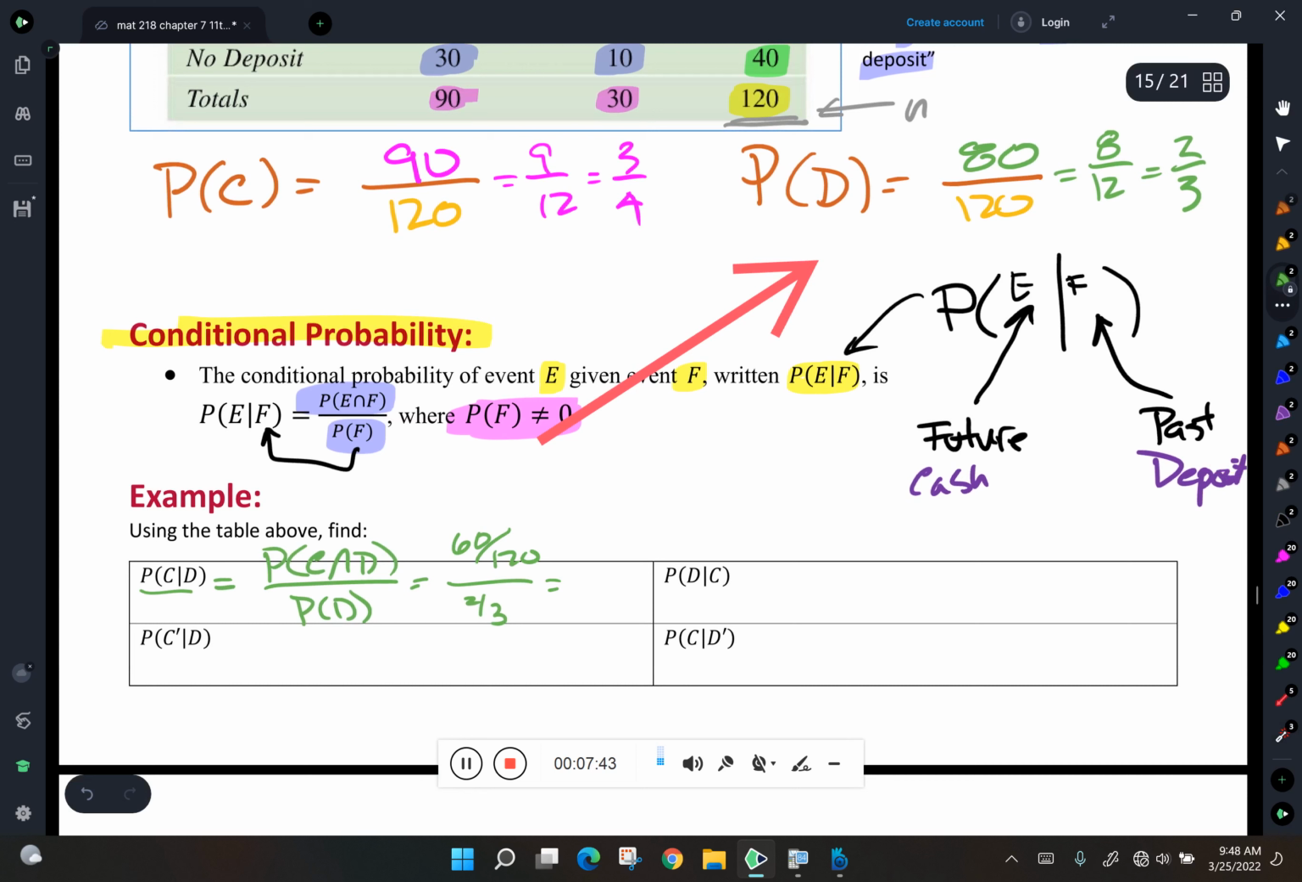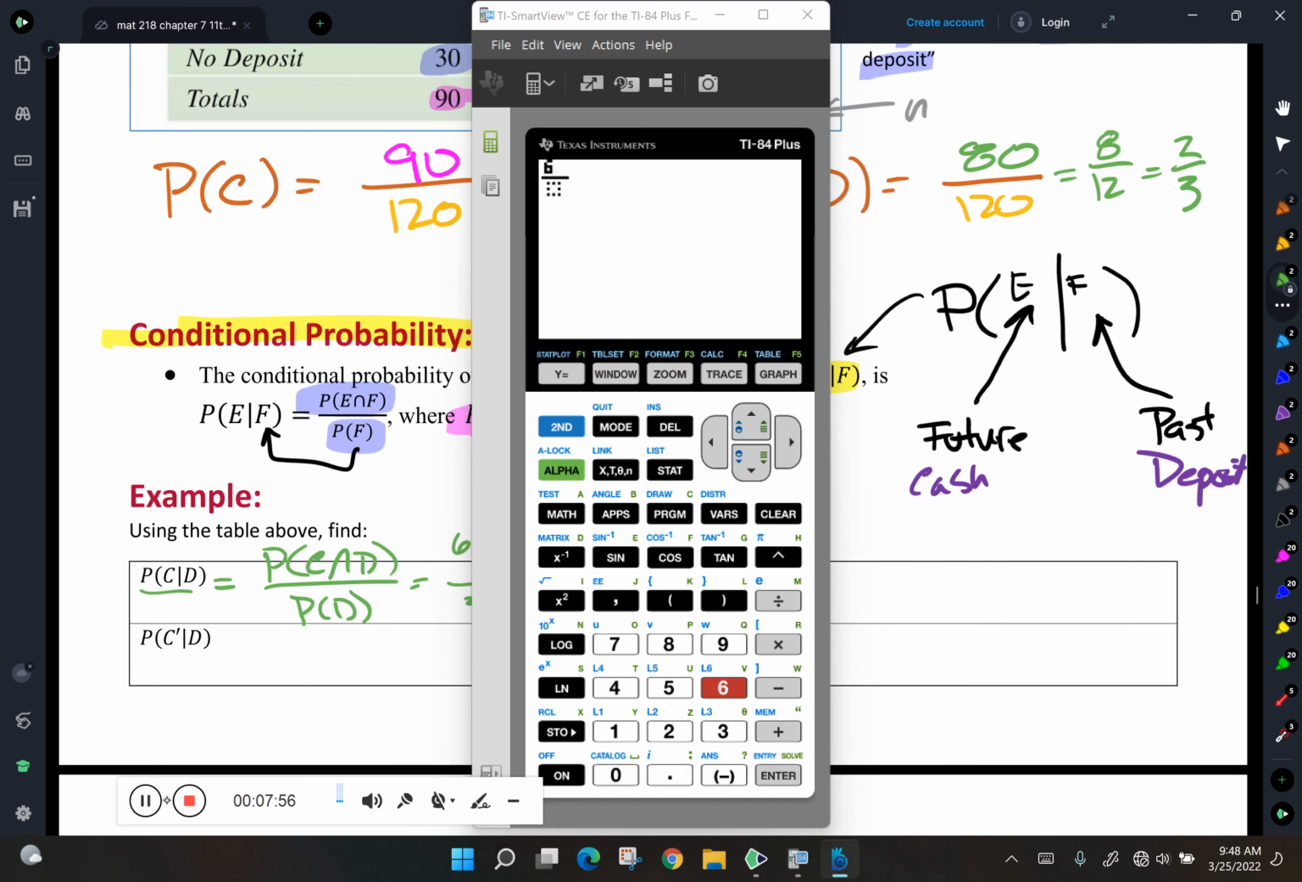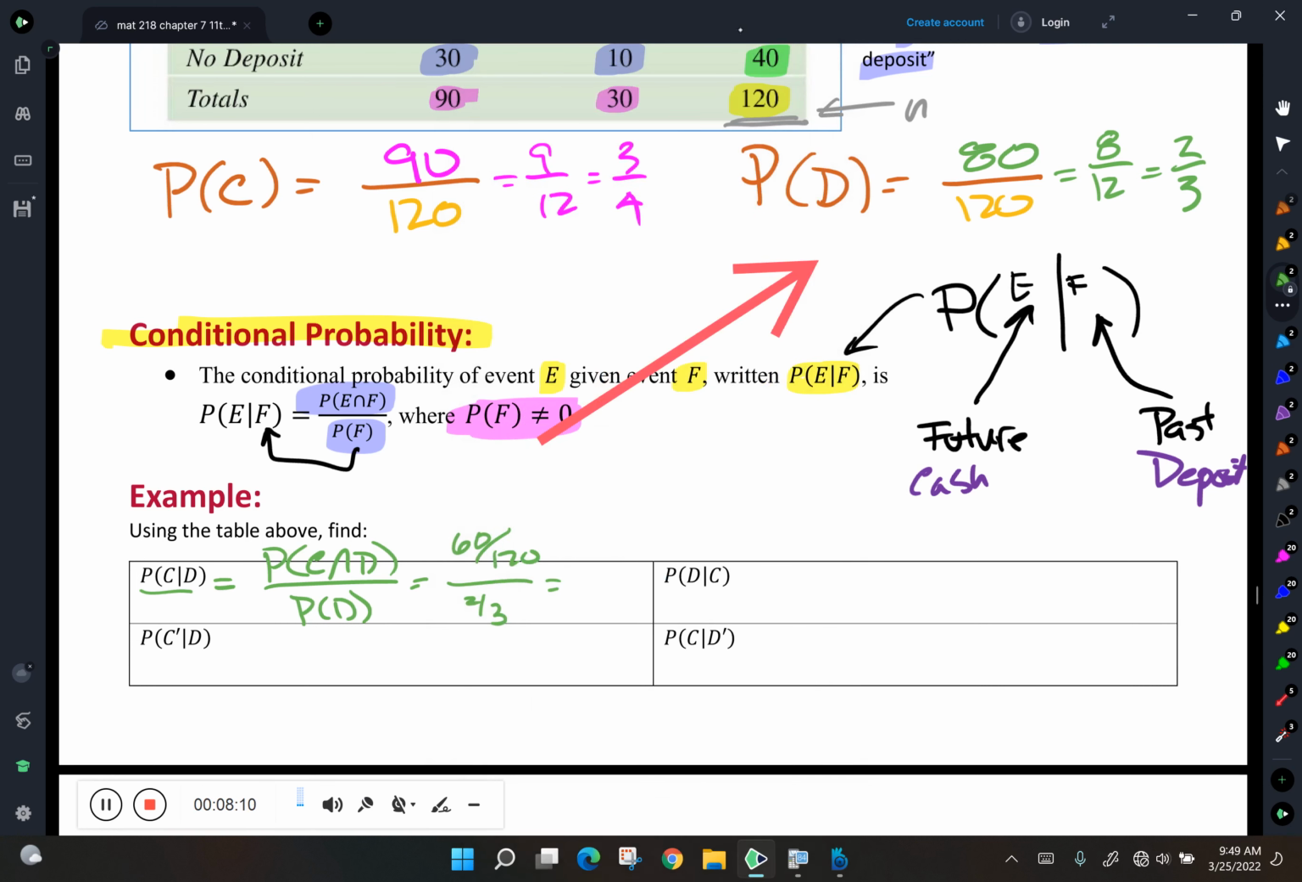I clearly did not give myself enough space here, but I need to simplify that, so I'm going to grab my calculator, and I'm going to say, oh, mighty gods of the TI. 60 divided by 120 over 2 divided by 3, 0.75, or if I want it as a fraction, I get 3/4. And so I say that this is equal to 3/4. So the probability that an individual cashes a check, given that we know they made a deposit, is 3/4.